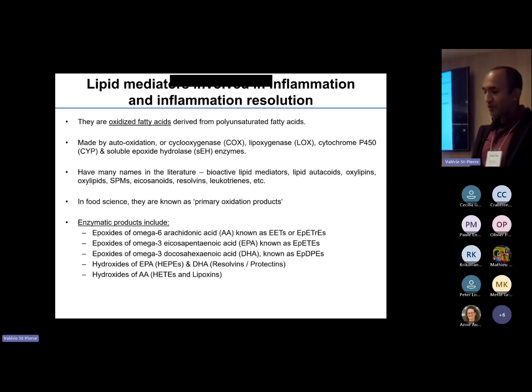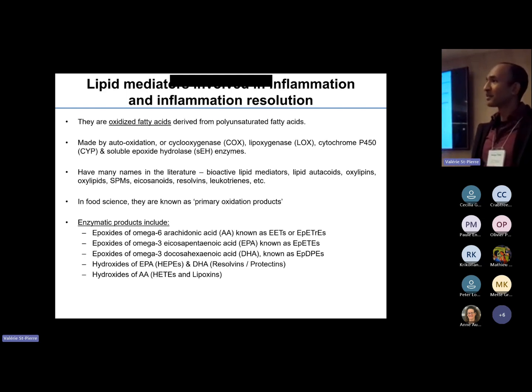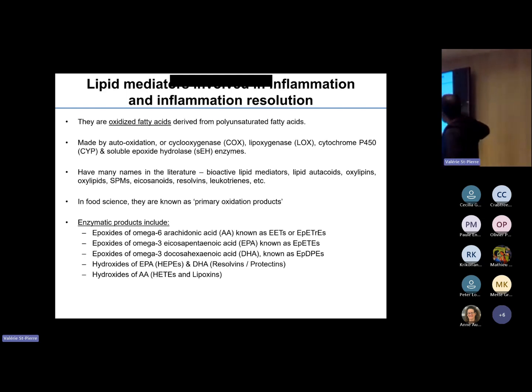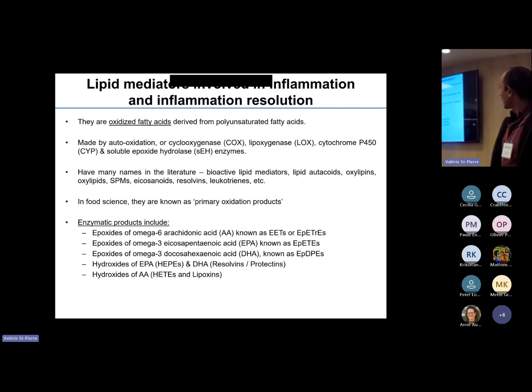All right, naming things matters. The enzymatic products include epoxides of arachidonic acid, AA, known as EETs or EpETrEs. So even in the abbreviation, there's no consistency. You can Google EETs or EpETrEs on PubMed, and you'll find so many papers that use either. What it stands for is epoxy-eicosa, 20 carbon, tri-enoic, so 3 double bonds, acids, right? I'll get to the structure in a second. And then you have metabolites of EPA, the EpETEs. So these are epoxy-eicosa-tetraenoic acids, not tri.